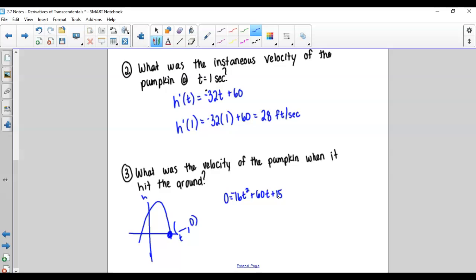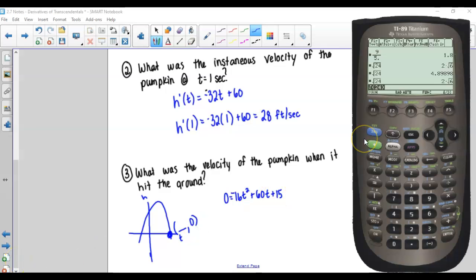You can use the quadratic formula, you can really use anything you want. I'm going to show you a trick with the calculator. Okay, so these TI-89 calculators, they're very powerful. That's why we don't want you to use them in the lower grades. So they will solve equations like this for you.